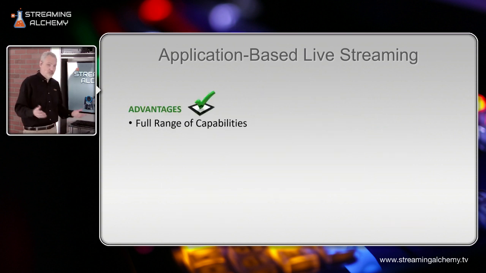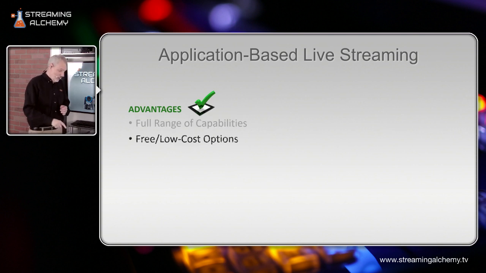So, like I mentioned, there is a full range of capabilities with application-based live streaming. You have free and low cost options. OBS is free, lower end versions of vMix are free. vMix and Wirecast both have very, very low cost options as well as higher end options that raise the feature count that's available to you. But there are a lot of options where even a beginner that doesn't want to make a big monetary commitment can jump in and do this without having to make a large investment.